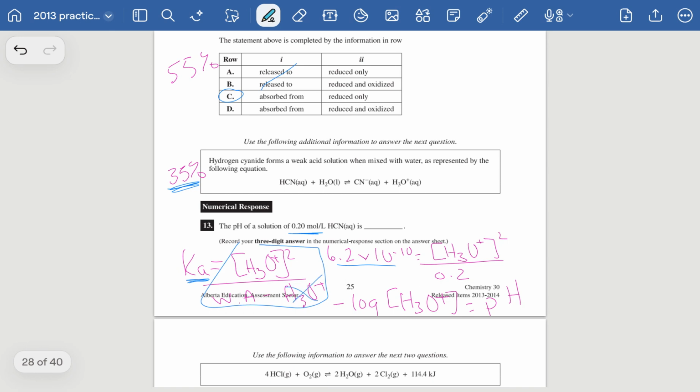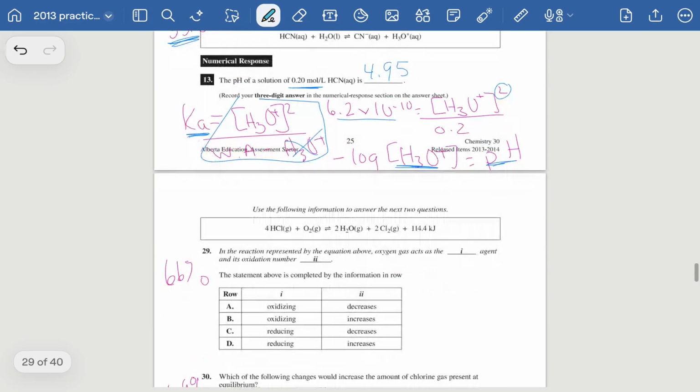We can ignore hydronium in the denominator because we're solving for it. Once you isolate hydronium, and don't forget to square root it once you get that alone, then you plug it into the negative log formula, and that will give you the pH. So if you did everything correctly, you should get 4.95. So this is just showing you know the Ka formula.